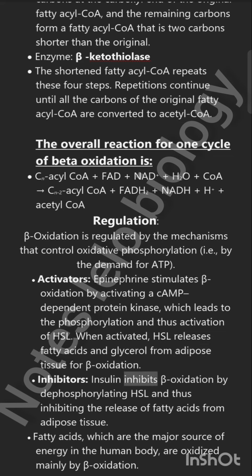Inhibitors: insulin inhibits beta oxidation by dephosphorylating HSL and thus inhibiting the release of fatty acids from adipose tissue. Fatty acids, which are the major source of energy in the human body, are oxidized mainly by beta oxidation.